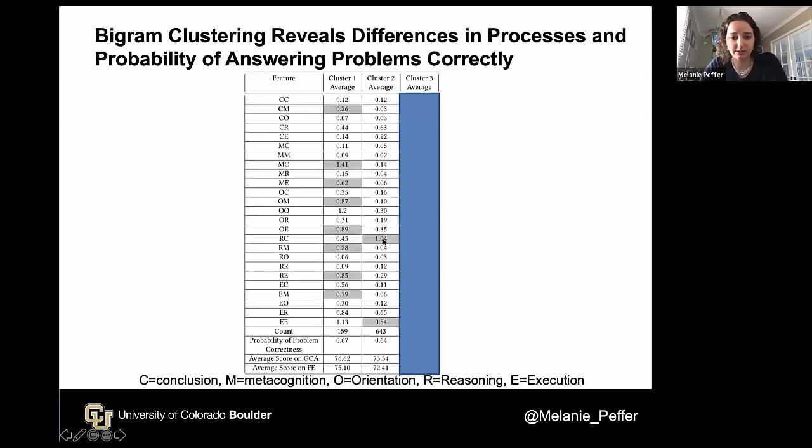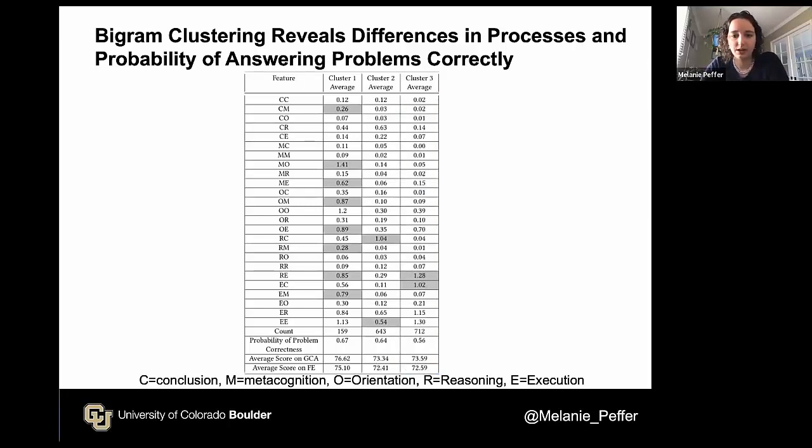When compared to our second cluster, this one seems to be more distinct in terms of the reasoning followed by conclusion statements or sequential execution statements. So we're not seeing quite as many of these metacognitive processes, but there's not really much of a difference. There's no statistically significant difference here in the probability of problem correctness. There's a little bit of a decrease in the GCA and final exam scores, but we didn't actually find that to be statistically significant.